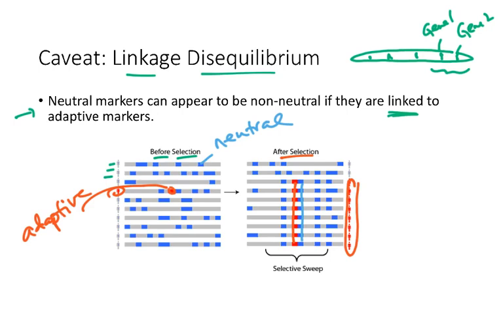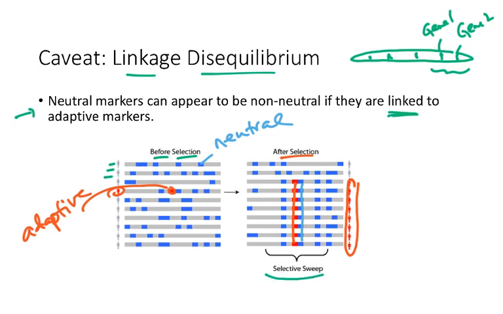So that's what we mean when we say neutral markers can appear to be non-neutral if they're linked to adaptive markers. If we didn't know that this red locus was an adaptive gene and the blue one was neutral, we might think that both of them were adaptive because they are increasing in frequency in the population, but that's really only because of this linkage disequilibrium.